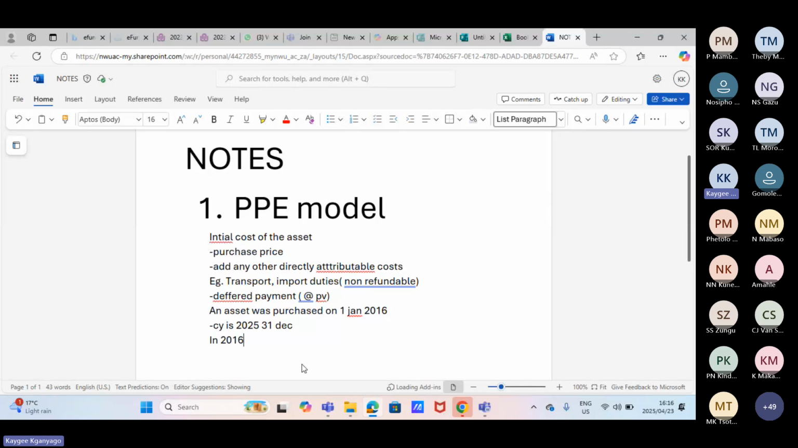I must add interest for 2016, 2017, 2018 until 2025. Currently now, if I measure the cost of that asset, it must include those interests. Do you get my point? Agree? At initial cost, it was going to be the purchasing price plus any other directly attributable cost, and also plus that deferred payment at present value. Currently, where I'm sitting now, I must include interest for each year. I don't know if you get me.